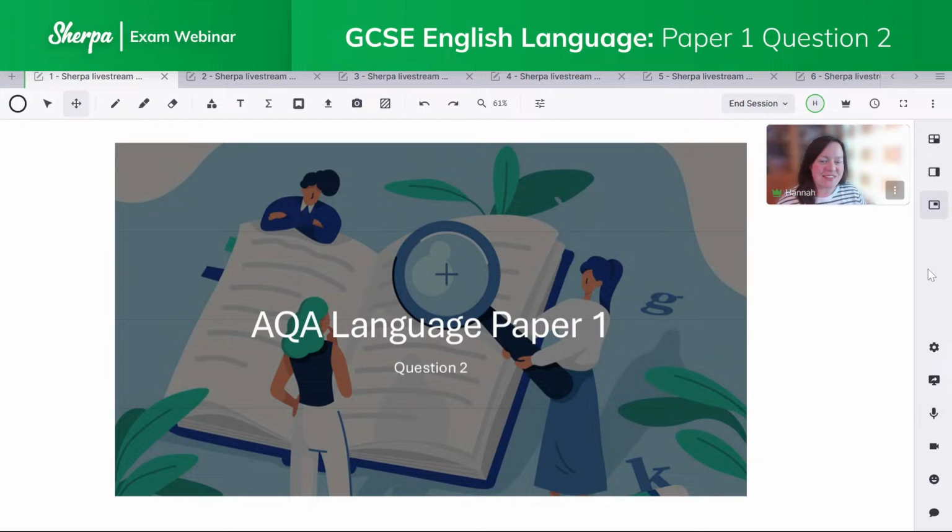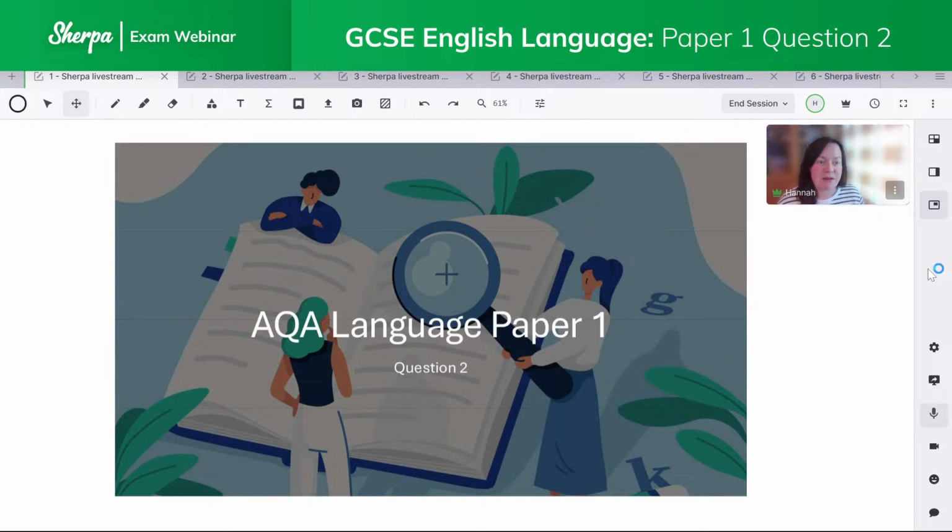Good afternoon and welcome. My name's Hannah, and today we're going to be looking at Language Paper 1, Question 2 for the exam board AQA. So if you are doing a different exam board, much of what I'm saying will be applicable to the questions where you're asked to analyse language. So you can stick around and have a look at how the skills might be presented in exam answers.